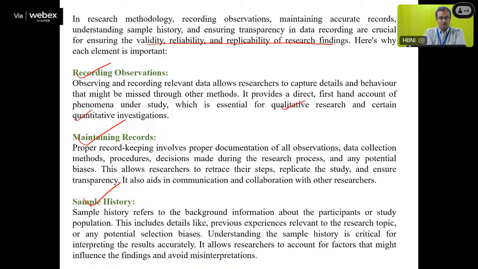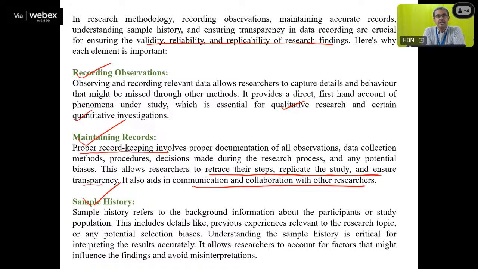Maintaining the records. Proper record keeping involves proper documentation of all observations, data collection methods, procedures, and decisions made during research processes. So nowadays we have to submit that to the journals, if required, saying that a proper record has been kept, and if required, we'll provide the data, right? The raw data as well. And any potential biases. This allows researchers to retrace their steps, replicate the study, and ensure transparency. It also aids communication and collaboration with other researchers.